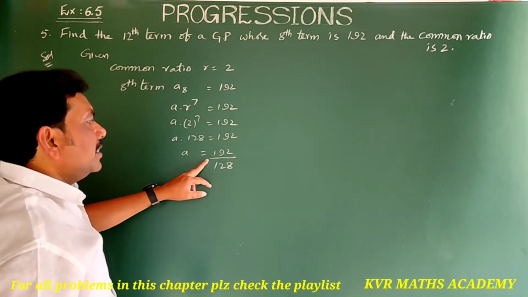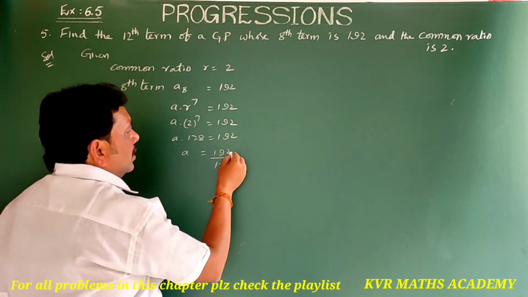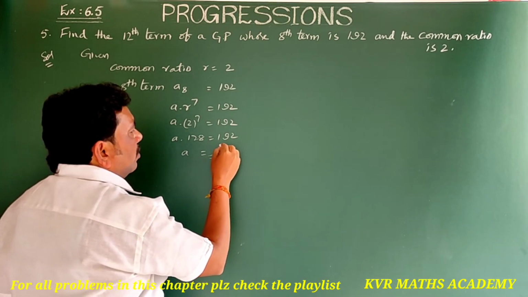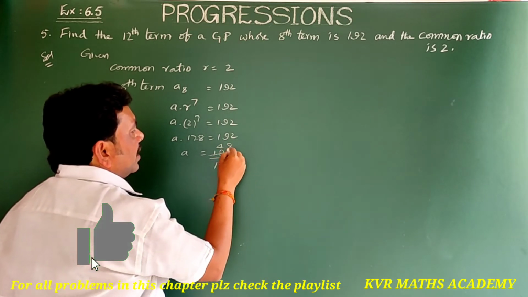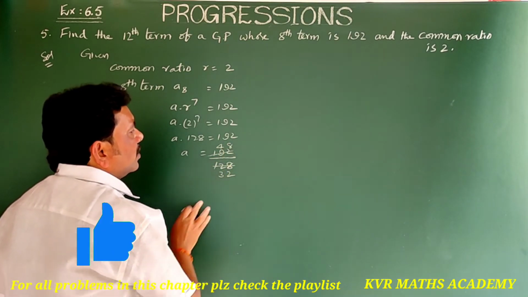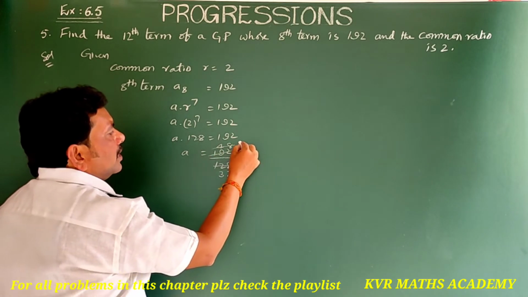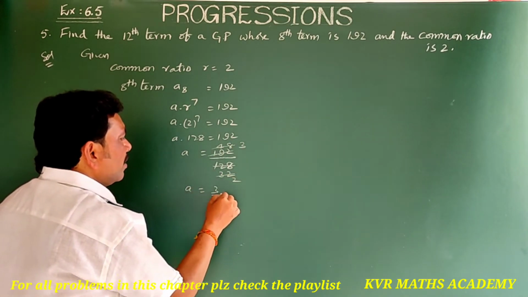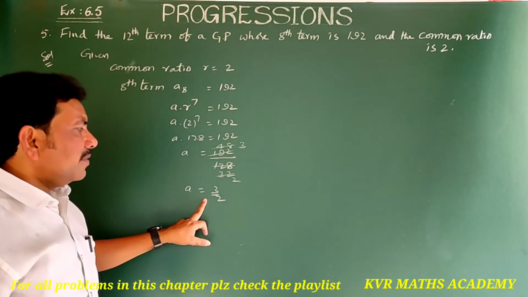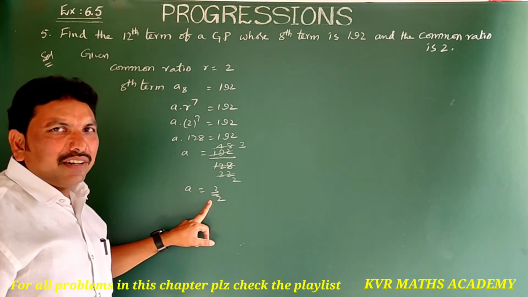Which table gets cancelled? The 16th table. 16 threes are 48, 16 twos are 32. So a is equal to 3 by 2. So the first term a is equal to 3 by 2 we have got.